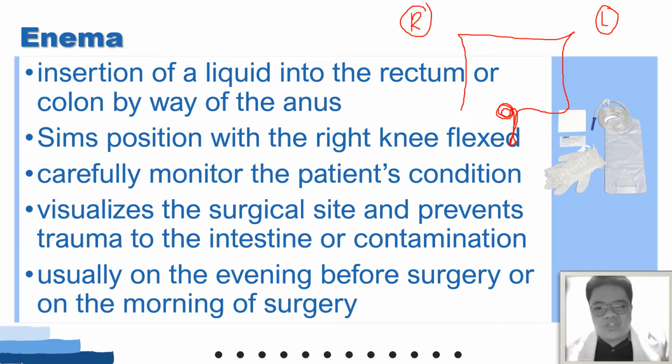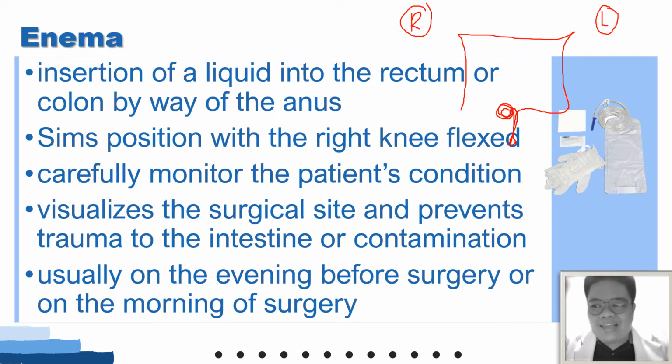Now, you need to monitor the patient's condition and you need to be very careful. Why? If your patient, dear students, is at risk for dehydration, or if your patient has inflammatory bowel disease, you are not supposed to administer your enema. Again, contraindications would include dehydration and inflammatory bowel disorders. Now, you need to visualize the surgical site and prevent trauma to the intestine or contamination. Okay? Now, class, this is the purpose of your enema. So again, it is used to visualize the surgical site and prevent trauma to the intestine or contamination.